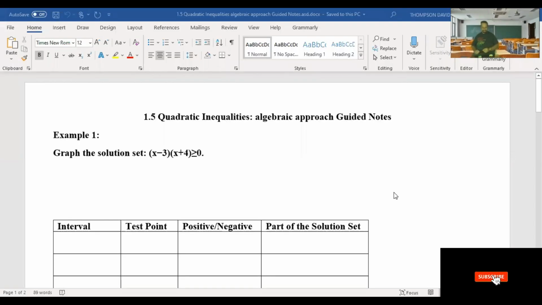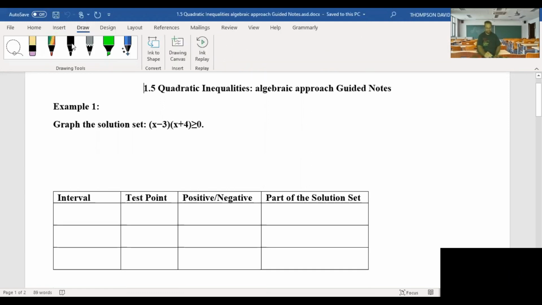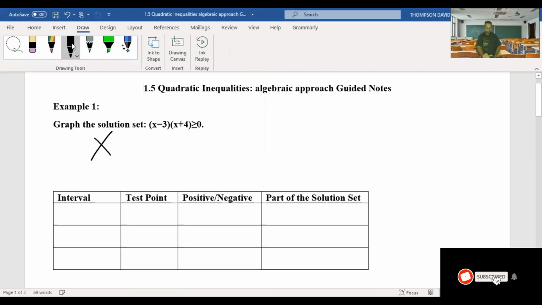In this video, I'm going to talk about solving quadratic inequalities using an algebraic approach. Example 1: graph the solution set (x minus 3)(x plus 4) is greater than 0. So we're going to solve this algebraically. First, we say x minus 3 equals 0. We'll add 3 to both sides, and we get x equals 3.